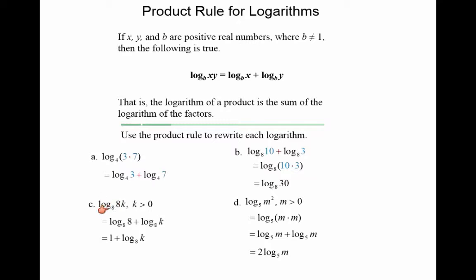Here we have log of 8k, k is positive, the base is 8. So I'm going to write this as log of 8 plus log of k, same base. We know that log of 8 is 1 because it's matching the base. This exponent is 1. So we can write it as 1 plus log of k. Next one is log of m squared. m squared is like m times m, so I can expand this to log of m plus log of m. So we really have 2 log of m.